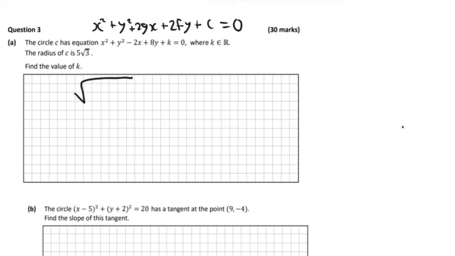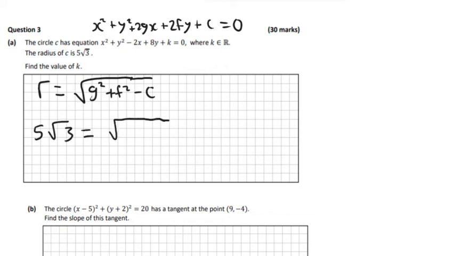So r, the radius, is equal to the square root of g squared plus f squared minus c. So that's the formula for the radius when the circle is in that format up there. So we need to just put in then, so 5 root 3 is the radius that's given to us, and then we need to see what g is.